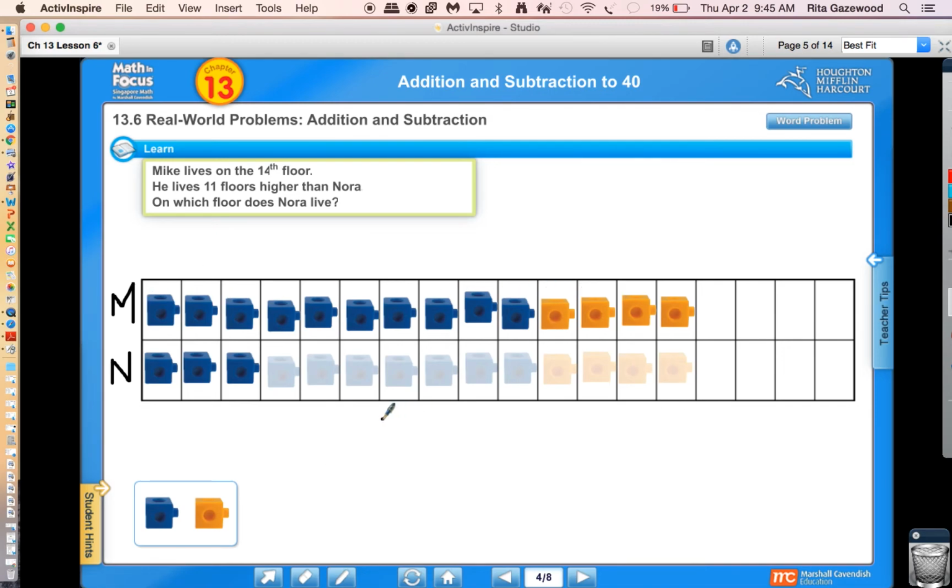Mike lives on the 14th floor and Nora is 11 floors lower than Mike. So we're going to take away the 11 floors. You see, we're taking away those 11 floors. So 14 minus 11 equals, what floor does Nora live on? 1, 2, 3. So we say Nora lives on the 3rd floor.